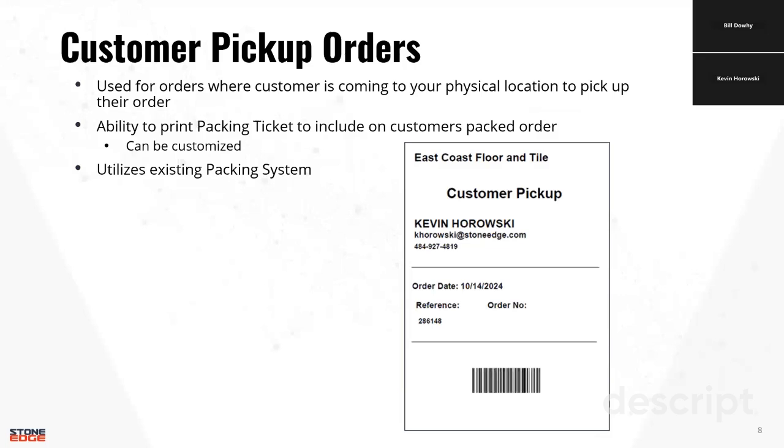The difference comes once you actually pack all the items on the order. There's going to be a new packing slip pick ticket that prints out. It's going to just contain the customer's contact information and just the basic order information like the order numbers and the order dates. This packing slip or pick ticket that does print is designed for a 4x6 thermal printer.